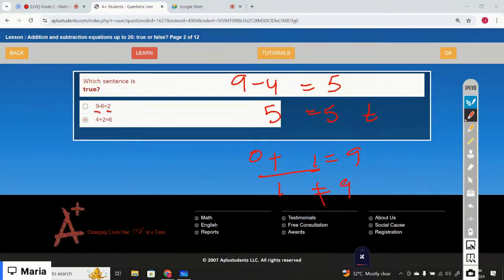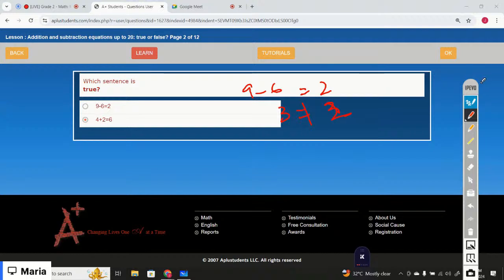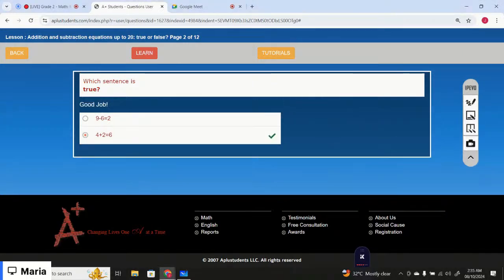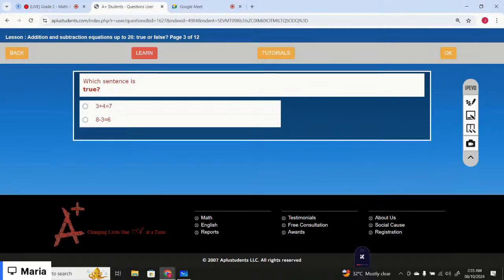When you subtract, 9 take away 6 is 3 and 3 is not equal to 2. The correct option is the one that has both sides exactly equal. That is 4 plus 2 is 6. Option number 2 is the correct option, right? Because when you add, both sides are 6.